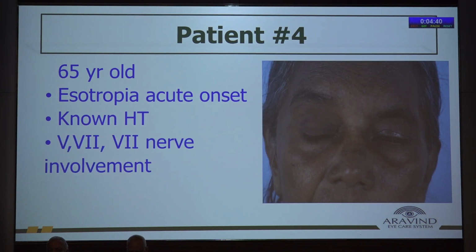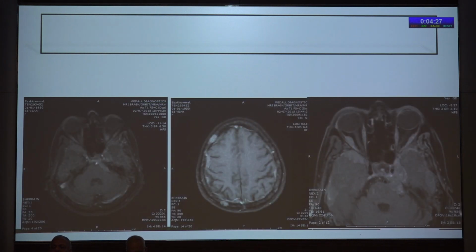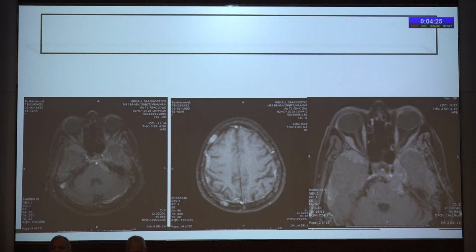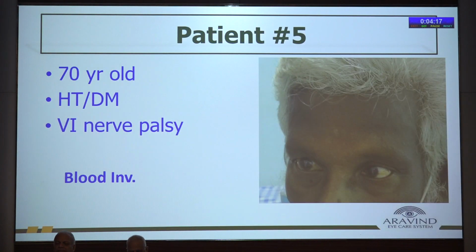The clue is in the other cranial nerve examination, where you have the 5th, 7th, as well as the 8th nerve involvement. So you know the lesion is at the CP angle, but the surprise was she had multiple metastatic lesions, and the primary was in the breast. So a simple sixth nerve palsy diagnosed a case of CA breast.